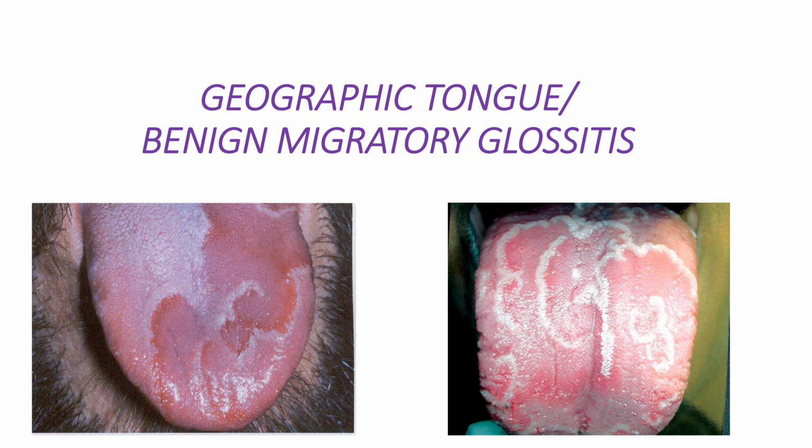Hello everyone. The next developmental disturbance of the tongue I'll discuss today is geographic tongue, or benign migratory glossitis. In this video, I'll discuss the introduction, then etiological factors, clinical features, histopathological features and treatment plan for geographic tongue.